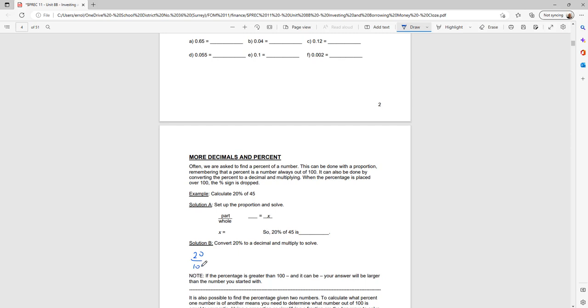And I apologize for my handwriting. You know that it's hard to write and read at the same time. X over 45, and then use cross multiply, and then divide. X is equal to 9.